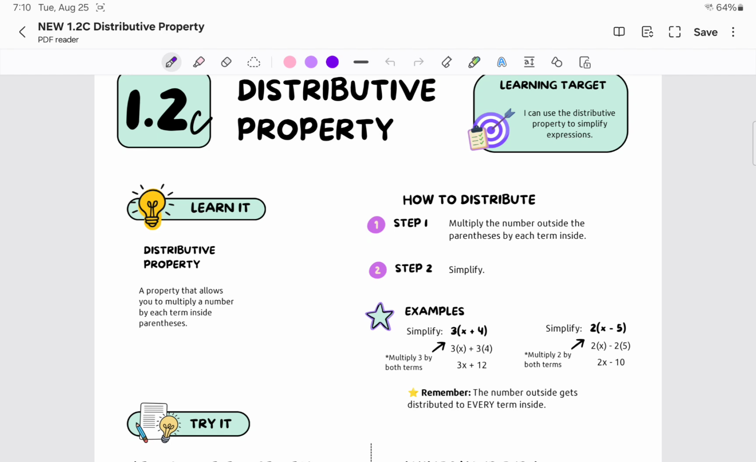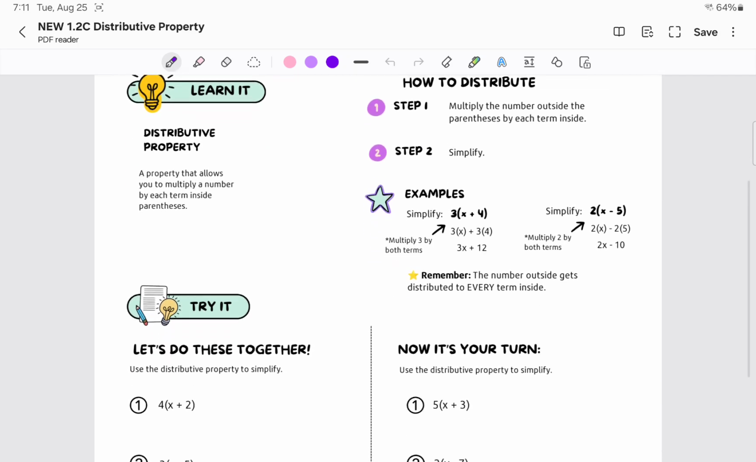So let's look at how to distribute. Step one, multiply the number outside the parentheses by each term inside. I'm going to show you: we're going to draw little smiley faces or rainbows. You're going to basically show that we're multiplying to each term inside. And then our step two is just simplify. We're going to use order of operations and find our simplified expression. So just a little reminder, the number outside gets distributed to every term inside. That's the key thing to remember with the distributive property.